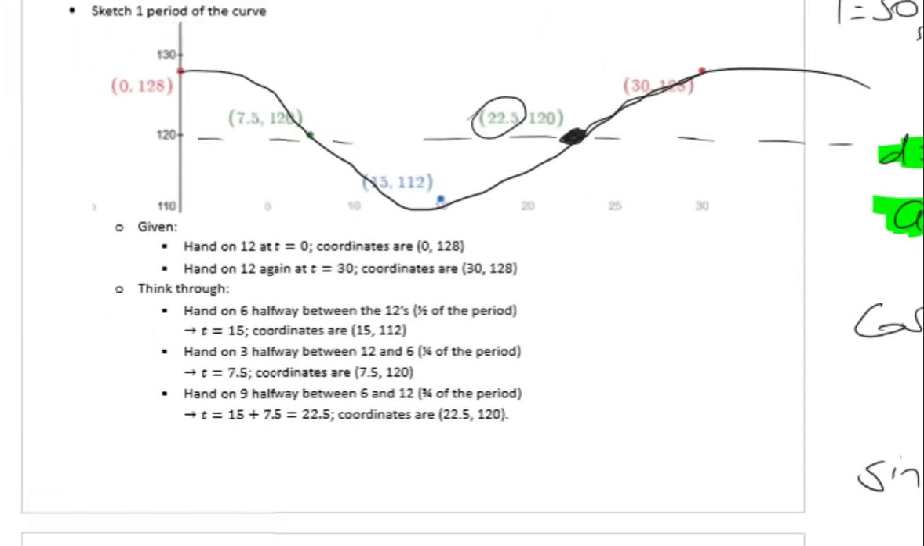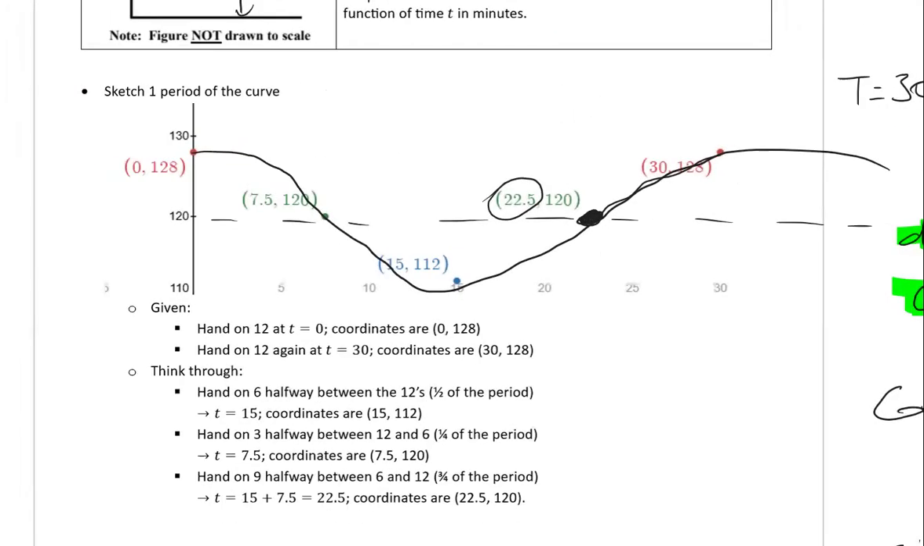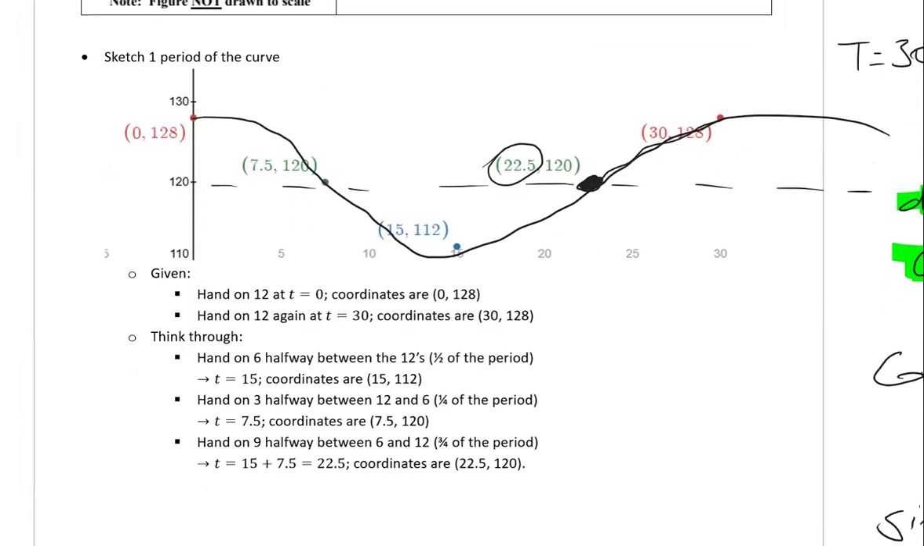So let's go over what I wrote over there. So this was just through getting the 5 points. Once again, hands on the 12 at t equals 0. So the coordinates are 120, 8. Hand on 12 again at t equals 30. So 30, 128. And then it's going to reach the 6 at the bottom of the clock in half the time, half the period. So that's why it's 15, 112.